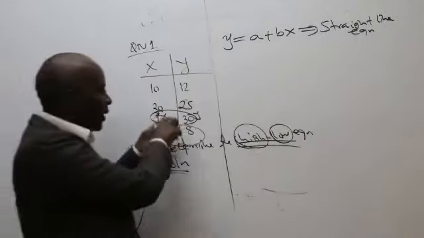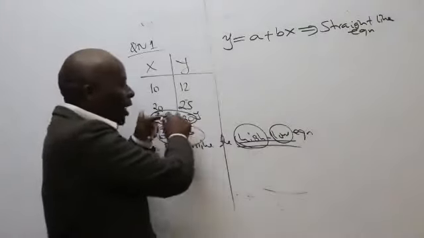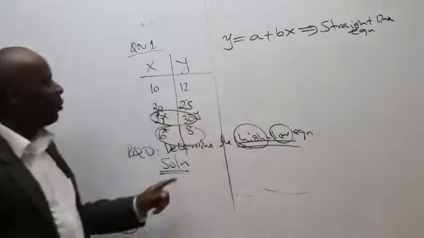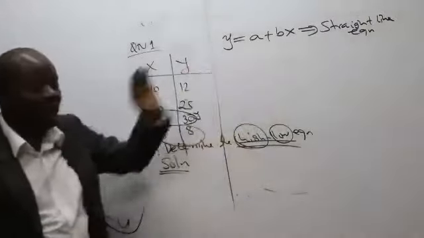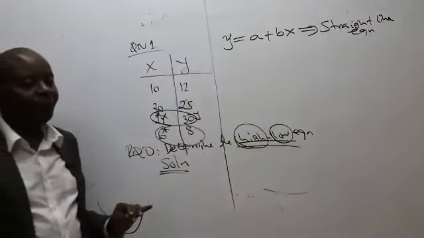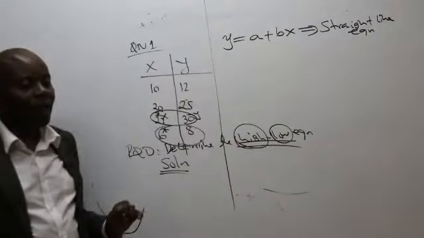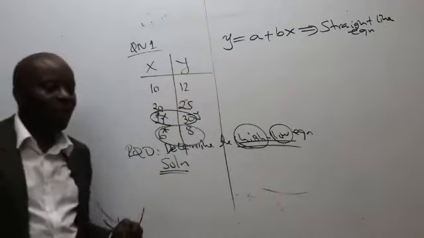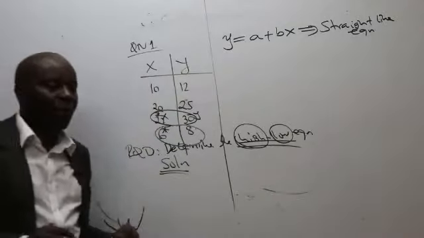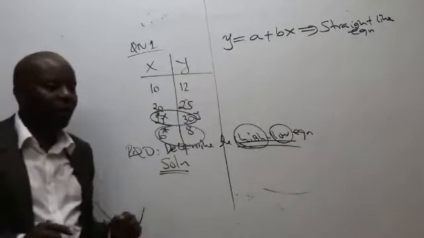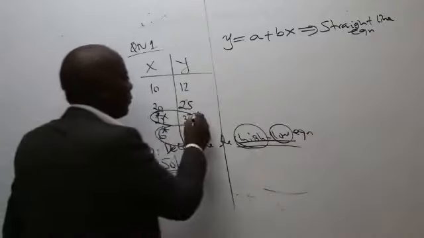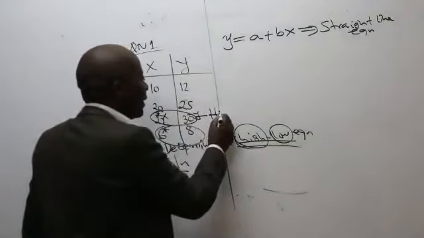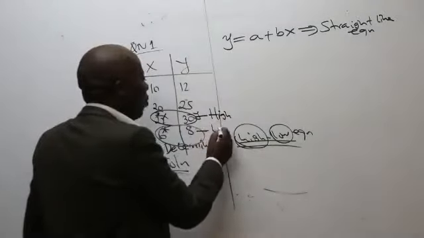Remember, to form the first equation, you pick the highest value point and plug it in here. What do we have? Somebody? So this is my highest x value point, and this is my lowest.